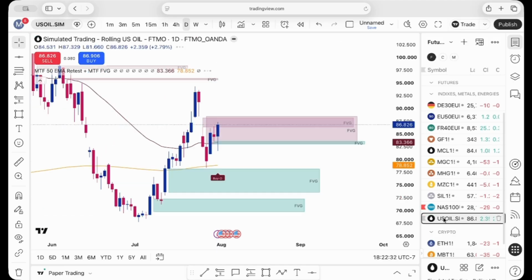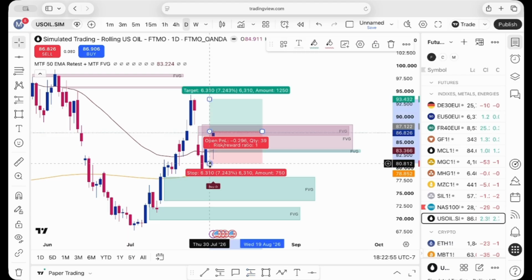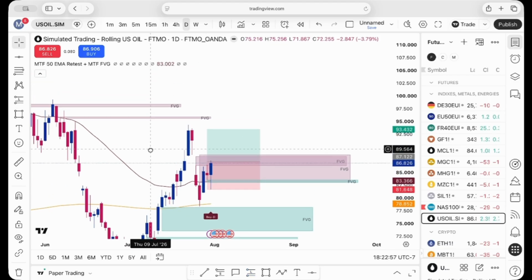Okay. Here's an entry right here. So we have the weekly EMA right here. The daily EMA, I like it. It's above the weekly EMA, so this is indicating we are in an uptrend. Price came back down to retest this EMA, rejected off of it, and it's out of a fair value gap. So we're going to set an order on US oil.